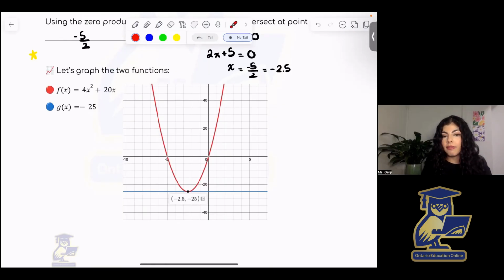And the value that they share is that negative 25. Keep in mind, this is a straight line. The only value it can be is negative 25.